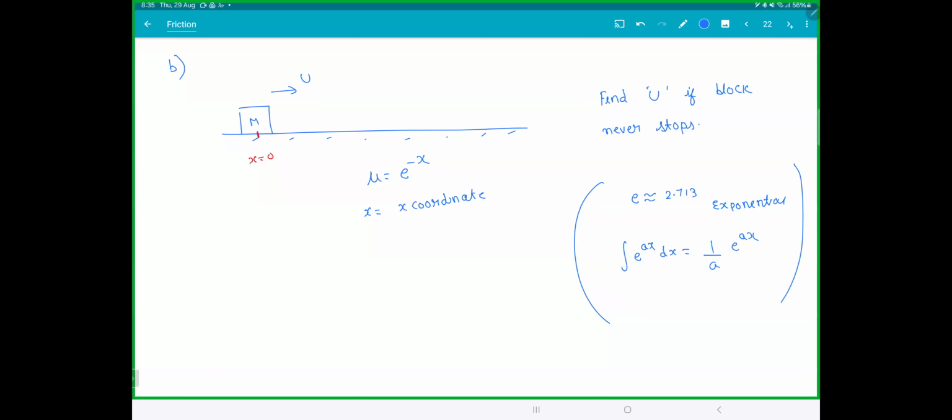Any answers? 2mex? God, you have to give me in terms of a number. Right? x is a variable. How are you giving me the answer in terms of a variable? Find u if the block never stops. Let me ask you this: if the block never stops, where will you reach? Infinity.